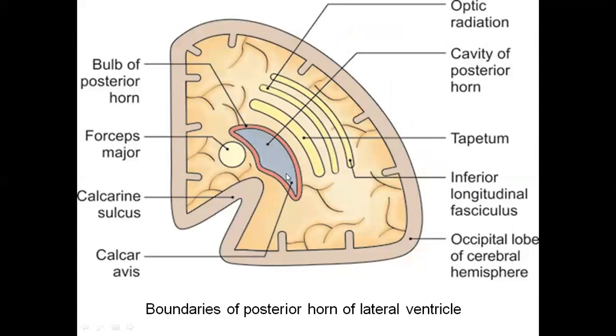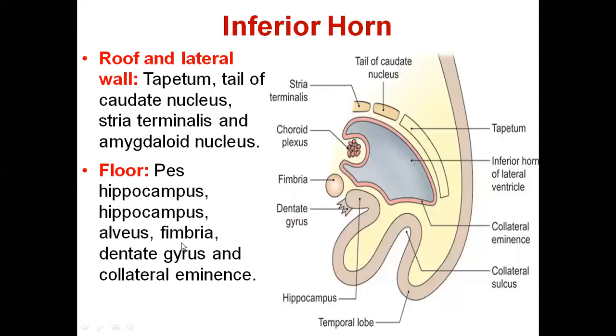Okay, so this is the close-up picture of the posterior horn. These are the roof structures where we have tapetum. You can also write optic radiation and also inferior longitudinal fasciculus. Inferiorly, we have forceps major. You can also talk about this calcarine sulcus which is projecting here, and corresponding projection of the posterior horn of lateral ventricle is calcar avis.